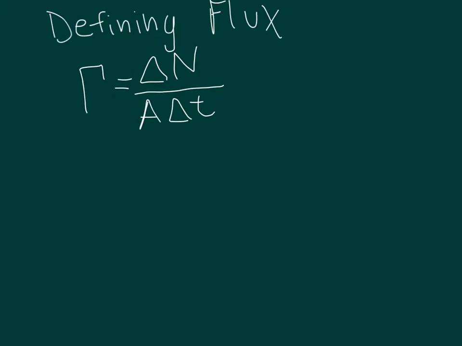Now, if these particles are charged with some charge Q, we can define the electric current density J, which essentially is a charge flux and is related to the particle flux by this equation.